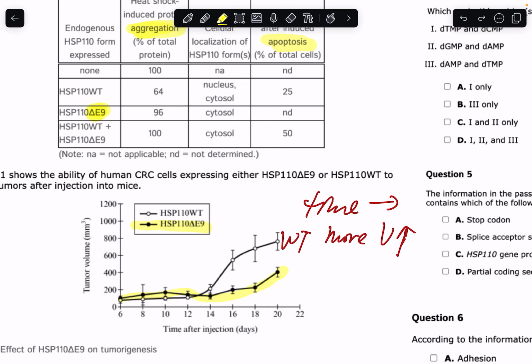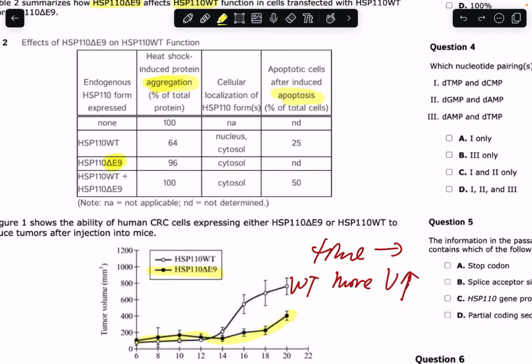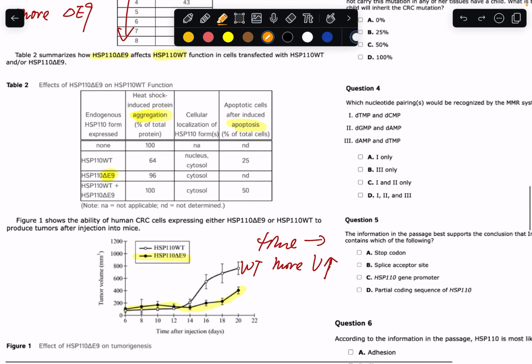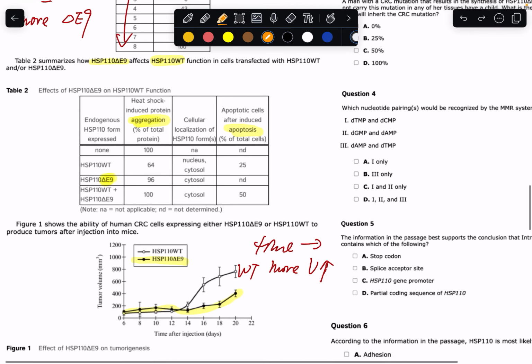So as you can see here, this mutant one, delta E9, actually has a lower tumor volume, right? As you can see from this graph, less tumor volume, and also more what? As I highlighted here, more apoptosis, right? Apoptosis means programmed cell death. So if cells are programmed to die, then you won't have this accumulation of bad cells, and that accumulation of bad cells is cancer, is a tumor. So both table 2 and figure 1 tell me that my delta E9 is cancer suppressing.